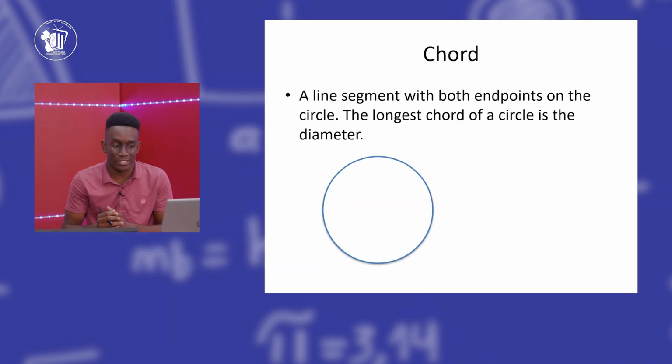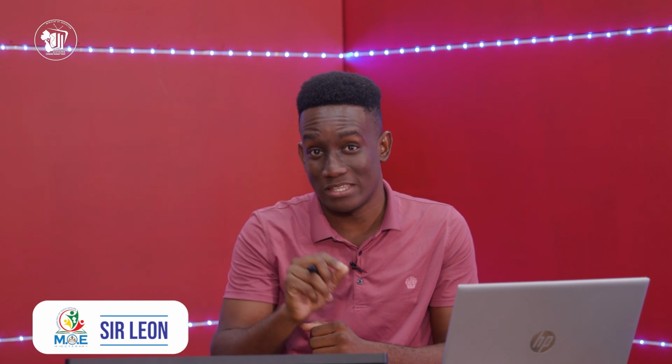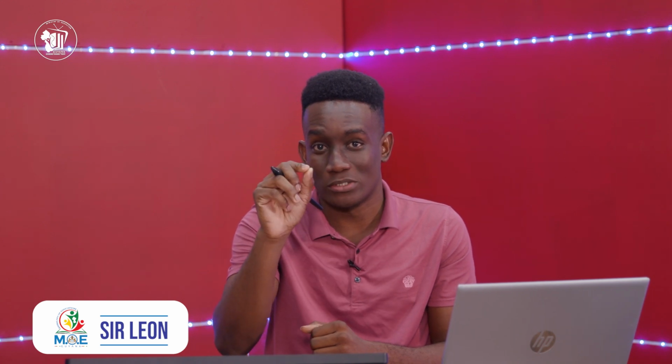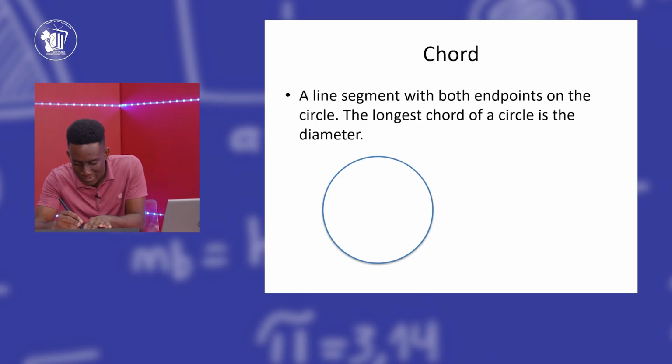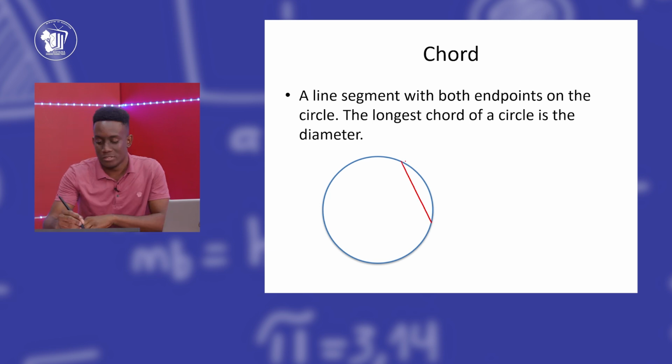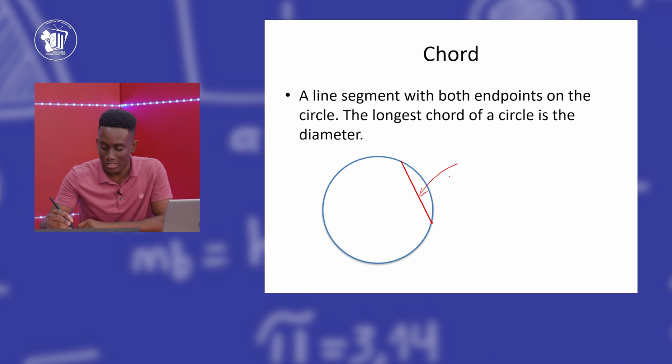Now let's look at the chord. Now the chord is a line segment with both endpoints on the circle. Now the largest chord is the diameter. So for the diameter, the line had to pass through the center from one end of the circle to the other end. But for the chord, it doesn't need to pass through the center. I mean, if it passes through, it will still be considered a chord, but this can be a chord. So the two endpoints are on the circle. So this here is what we call a chord.